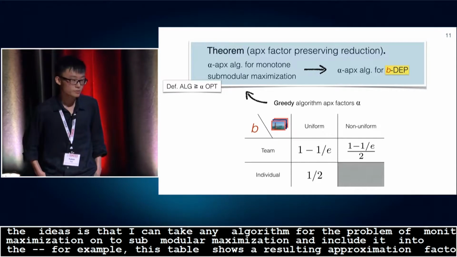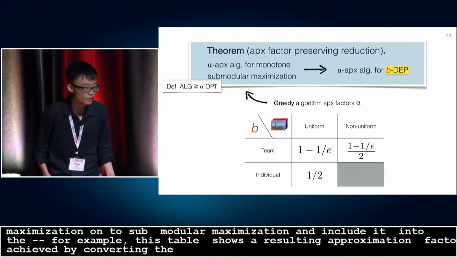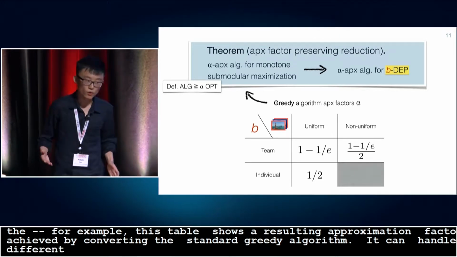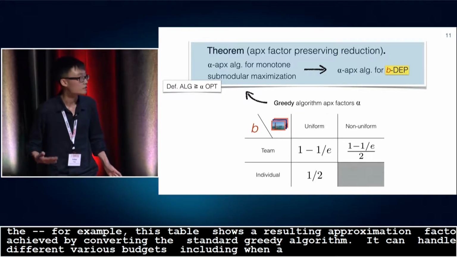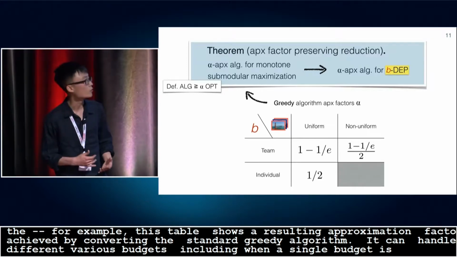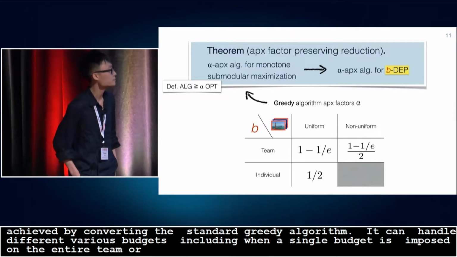The resulting algorithms can handle various types of communication budgets, including when a single budget is imposed on the entire team, or multiple local budgets are imposed on individual robots. In addition, it can also handle cases with uniform or non-uniform observation size.